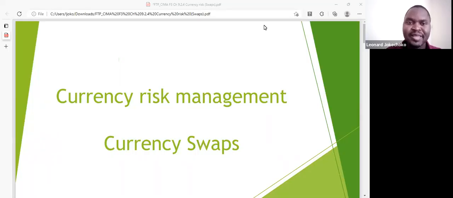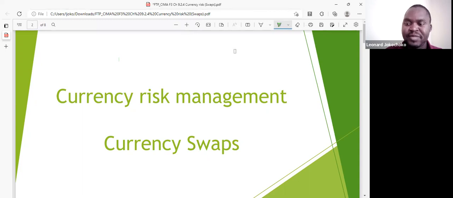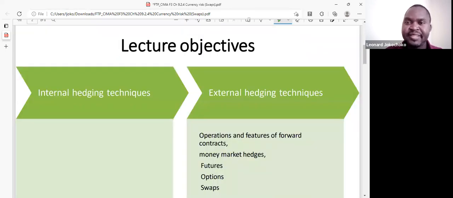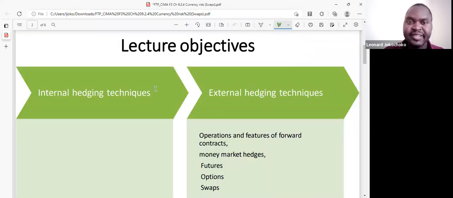Welcome back. In this session, we are continuing with currency risk management, focusing on currency swaps. You remember that in our previous lectures, we did discuss internal hedging techniques. We also discussed external hedging techniques. On external hedging techniques, we've already discussed 4 of the techniques which we could use. That's for today. Let's delve into swaps.